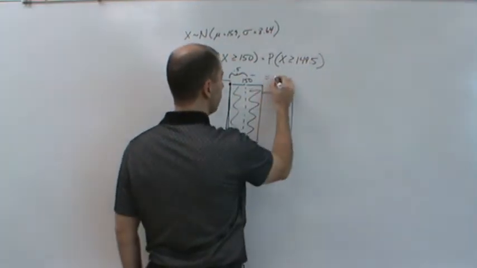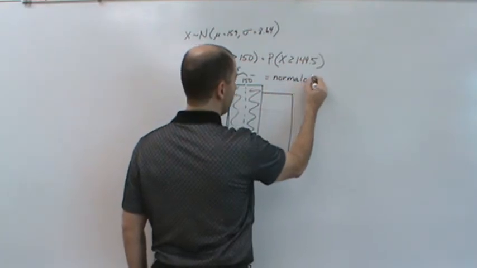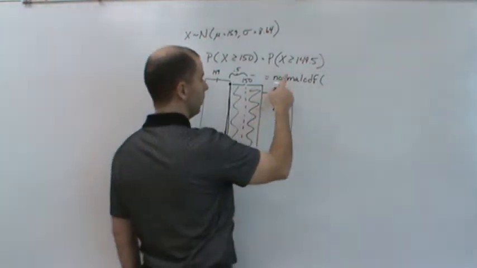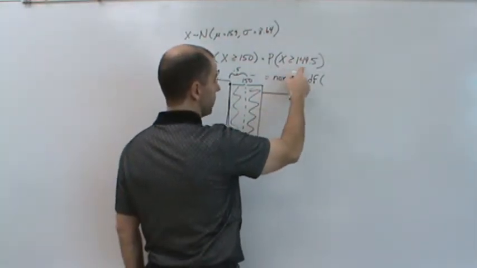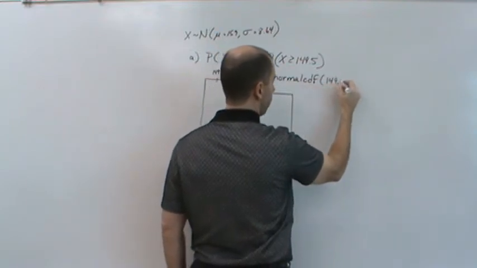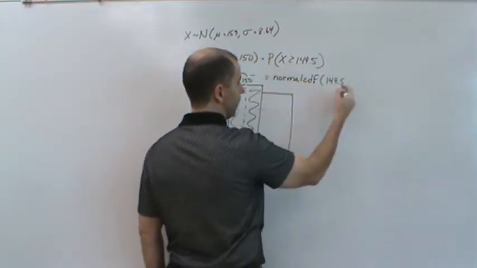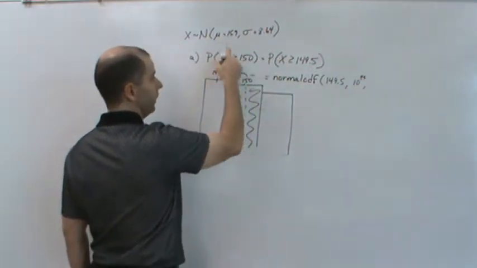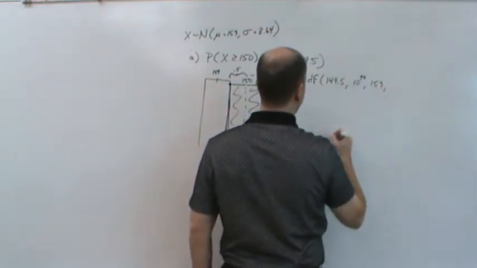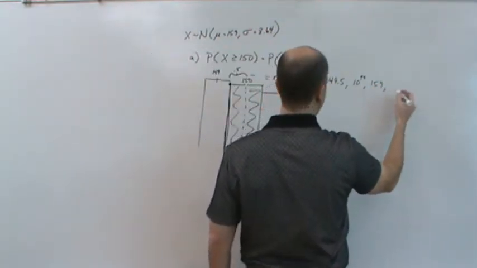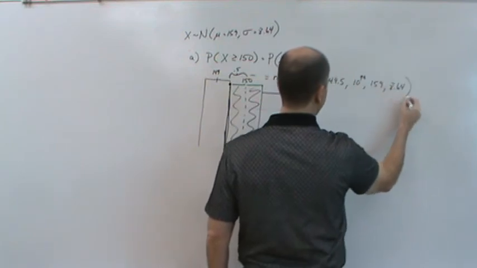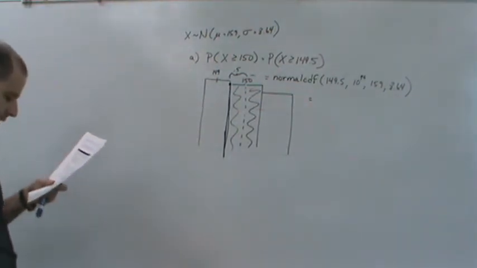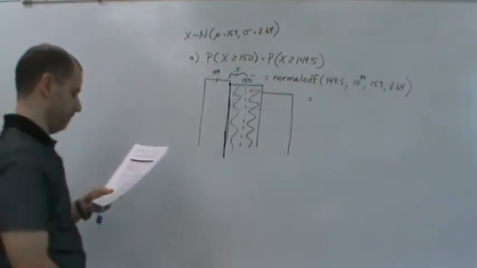So now we're going to use normal CDF. And now our lower bound is what? It's going to be 149.5. And our upper bound, again, is going to be 10 to the 99th power. Our mean is 159, and our standard deviation is approximately 8.64. And so when we stick that in our calculator, we are going to get 0.8642.